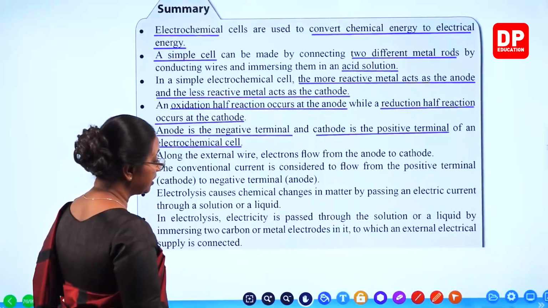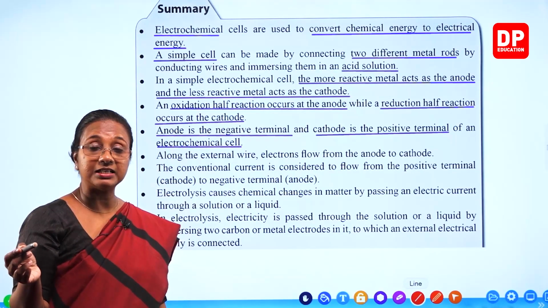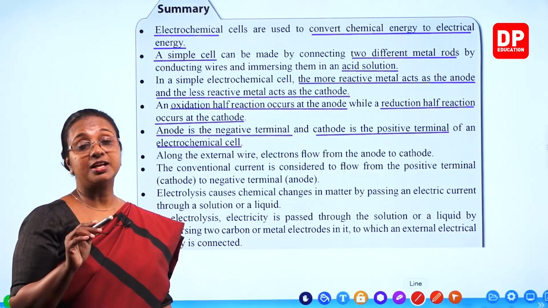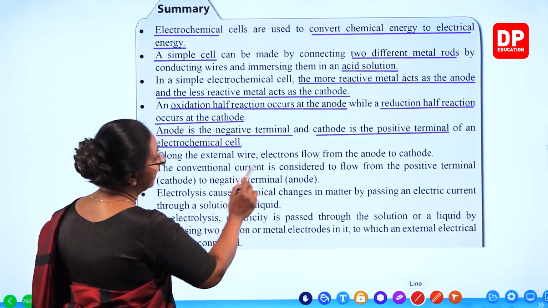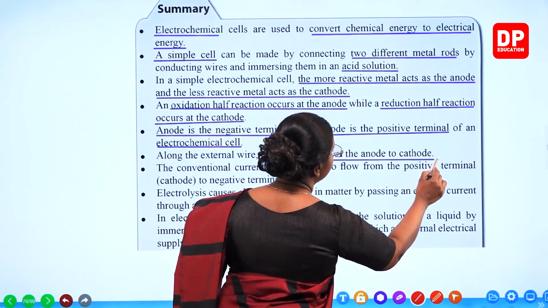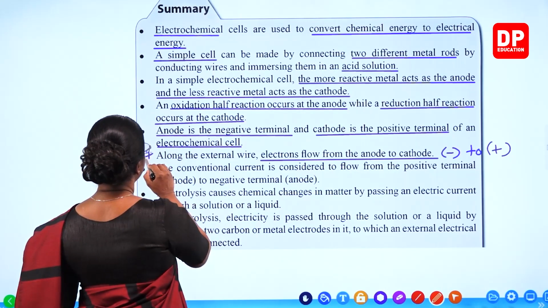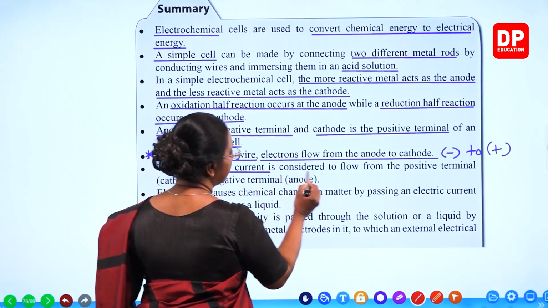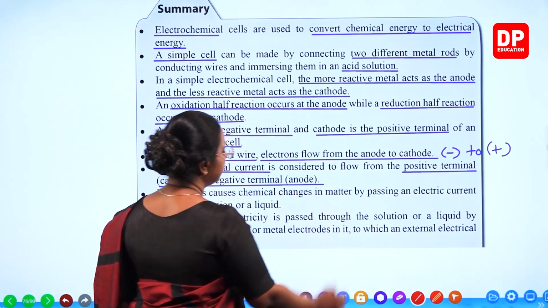And then, students, through the external wire or the external conductor, electrons always flow from negative to positive, while the conventional current flows from positive to negative. Along the external wire, electrons flow from anode to cathode, that is from negative to positive. That is electron flow. This is important. Through the external wire, the conventional current is considered to flow from the positive terminal, that is the cathode, to the negative terminal, the anode.